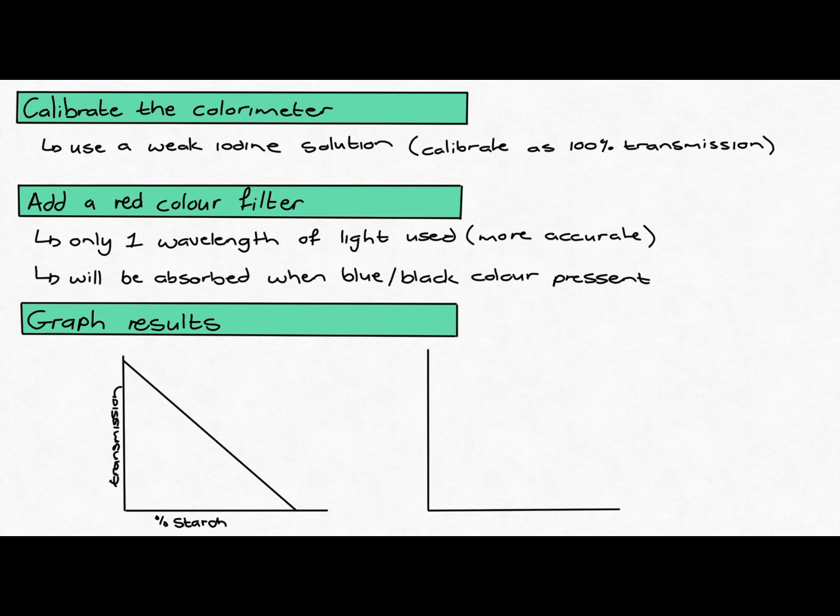But if we look at a percentage absorbance over the percentage starch graph, then our graph will have an increase in gradient, meaning that as the percentage starch increases, our absorbance increases as well because the color becomes darker and more light is being absorbed by the solution.